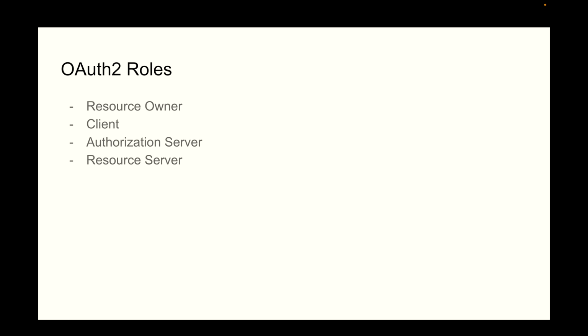The authorization server is the service where the information of the user is stored. It is responsible for authentication and authorization. Then there is the resource server, where the data is stored. In a typical use case, the client wants to access the resource owner's data from the resource server using an access token which it gets from the authorization server.